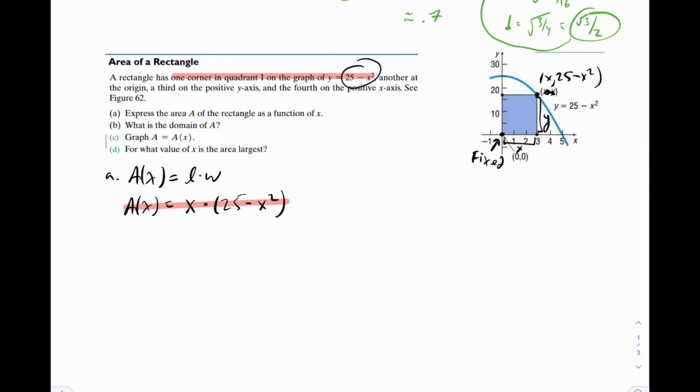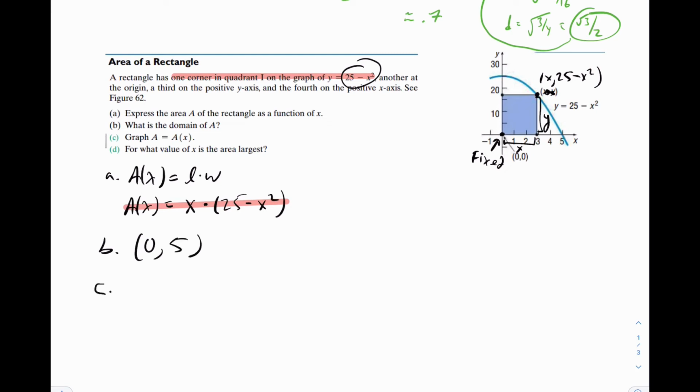B, what is the domain of A? So for this, we can actually just think about it logically. If it's fixed at the origin and the other point is somewhere in this region, I can see that the smallest value I can use is 0 or anything a little past 0. So we're going to make that parentheses because it has to be bigger than 0, this point. And the furthest it can go is 5, but it can't actually be 5 because then you don't have a box anymore. So it's just (0, 5).